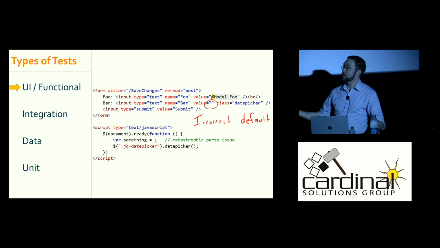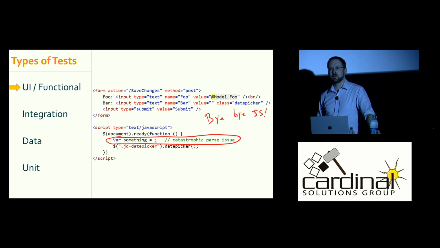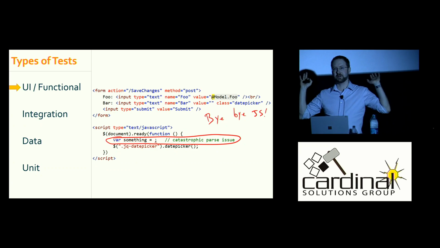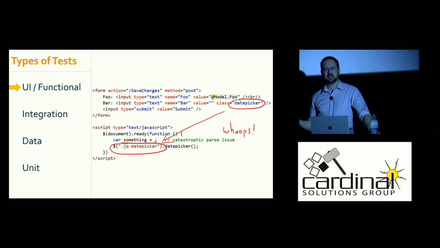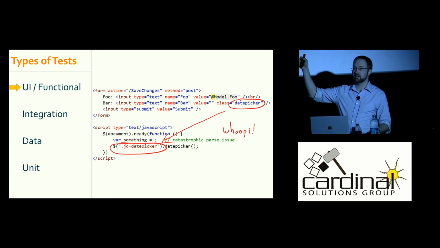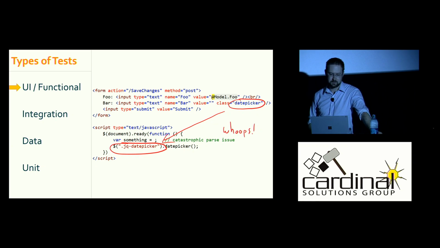Maybe the code that renders that form doesn't initialize the default values properly. So the form pops up and the fields are empty, right? Maybe the form uses a jQuery plugin, but there's some kind of JavaScript syntax error. So the JS runtime just says, nope, I quit, I'm out. So your plugin never runs and the form field never gets initialized. Maybe someone changed a CSS class in the field but didn't change the JavaScript. So the plugin runs, initializes, but doesn't actually hook up to anything, and again, the form is not fully initialized.